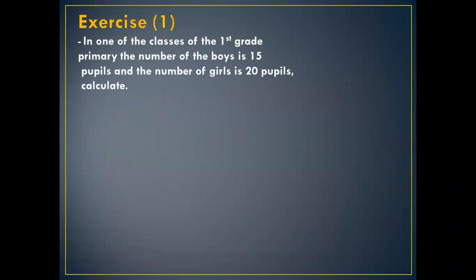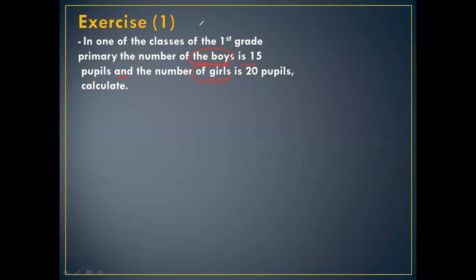Okay, we have here one of the classes of the first grade primary, where the number of boys is 15 and the number of girls is 20. He asks you to calculate. We have the number of boys and the number of girls. I will start with the boys first and the number of girls second.